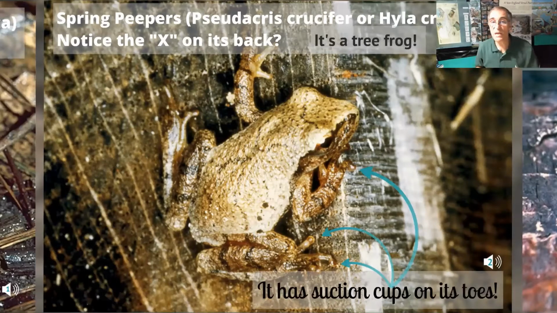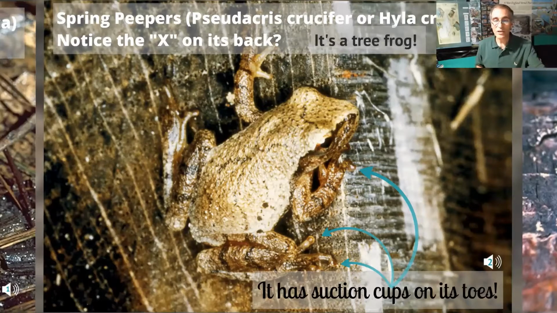This is a spring peeper. It's one of our true Massachusetts frogs. It has suction cups on its feet. One of our true tree frogs. There are 2 species of tree frogs in Massachusetts. This is one of them. So it literally can stick to things.